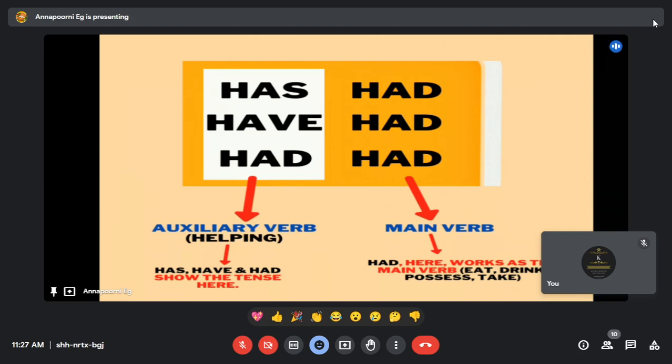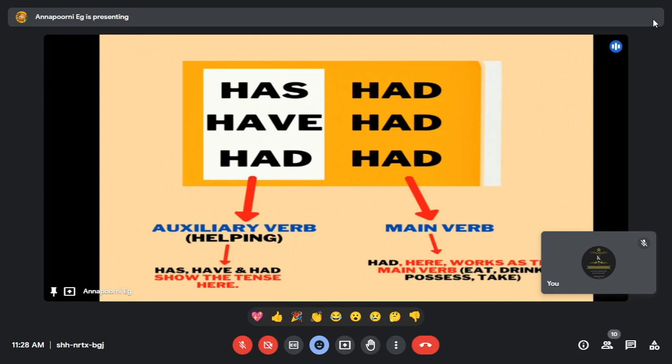If I tell I have a car, that is a possession. I have breakfast at 8 o'clock. It means I eat breakfast at 8 o'clock. So here have means to eat. I have medicine before sleeping. It means I take medicines or I eat medicines before sleeping. So has, have and had sometimes become the main verb also.